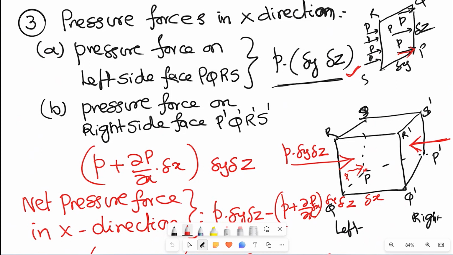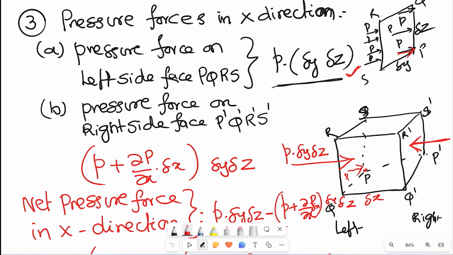What is that something? From this face to this face, the distance is delta x. What is the change of pressure per unit distance? It is dou p by dou x. If dou p by dou x is the change of pressure per unit distance, then what is the change of pressure in delta x distance? That is dou p by dou x into delta x. So now what is the total pressure intensity on face P dash Q dash R dash S dash? Pressure intensity is P plus dou P by dou X into delta X.